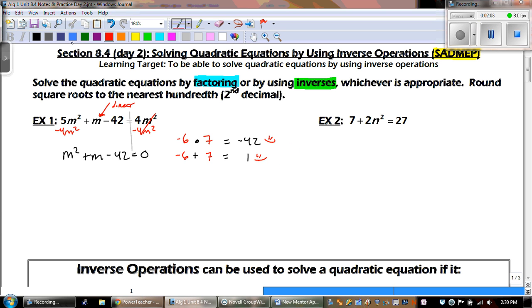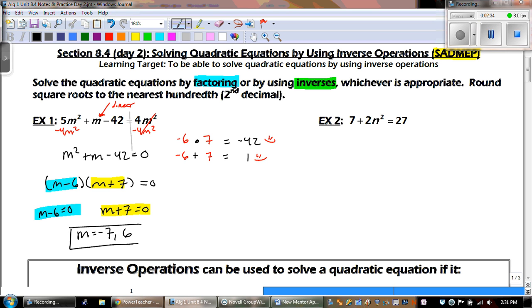We could split the middle term, but this actually works for our shortcut where we get m minus 6, m plus 7 equals 0. Then everything with a variable we set equal to 0 and solve. So m minus 6 equals 0 and m plus 7 equals 0. After you solve those, you get m equals negative 7 and m equals 6. That should be a review.